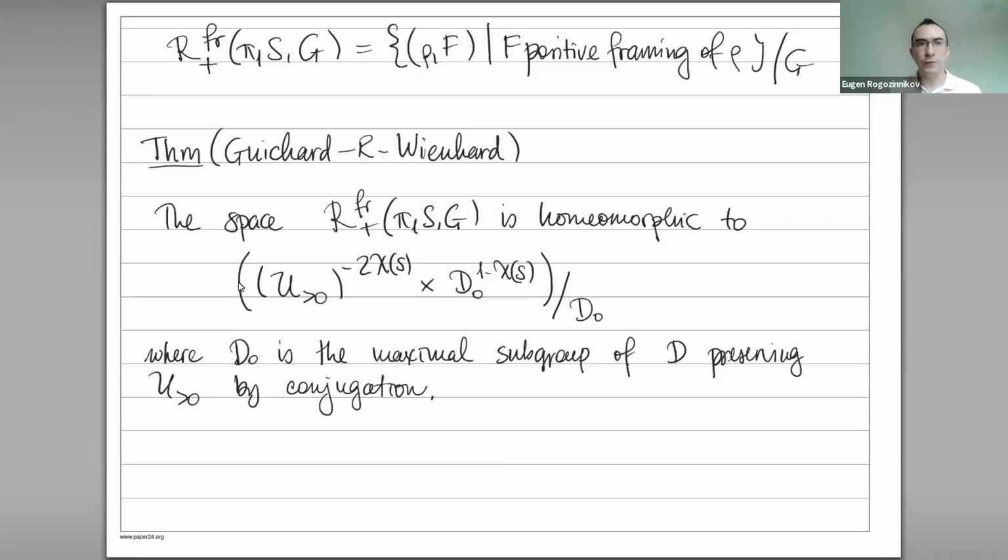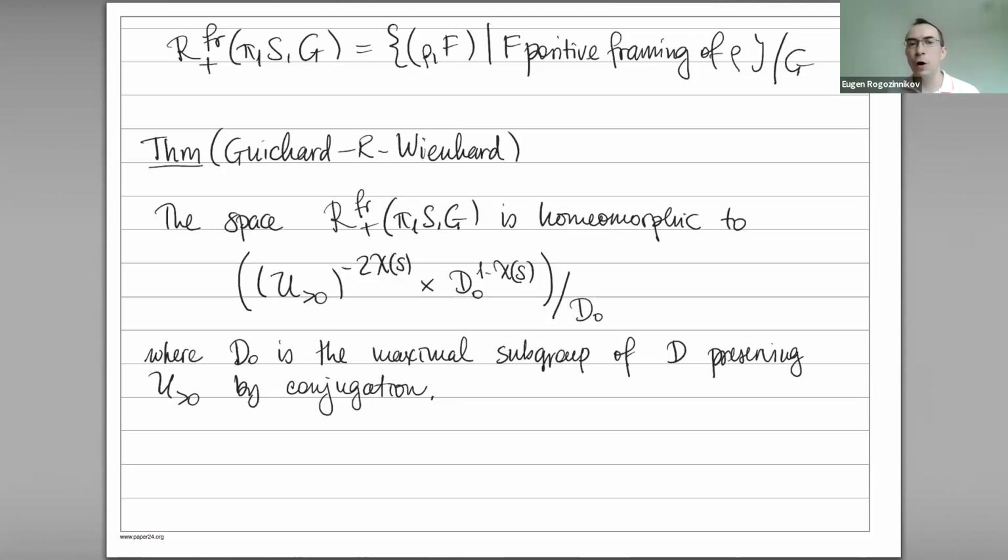And now we can define the framed positive character variety, the space of all positive framed representations. Again, G acts by conjugation on rho and by the natural action on F, and this action preserves the property of being positive. And our theorem with Guichard and Wienhard says that this space of representations can be nicely parameterized. So this space is homeomorphic to the following space.